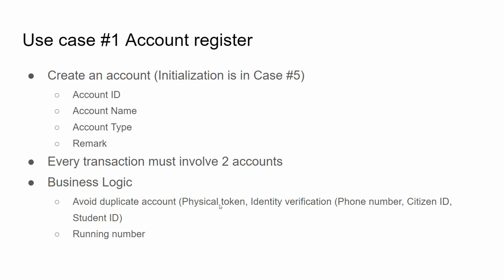For example, if people have one piece of money, you cannot double spend. So most of the time we use a physical token like a coupon, or maybe we need to use an identity like an ID card or student ID card. When we use a physical token, it can be a coupon or a coin.